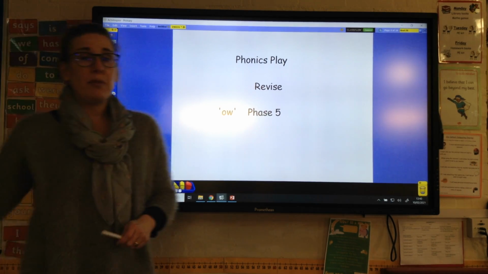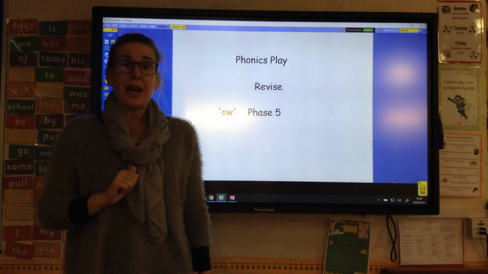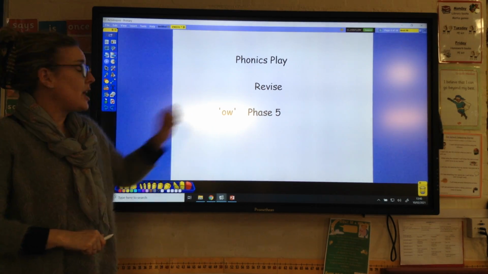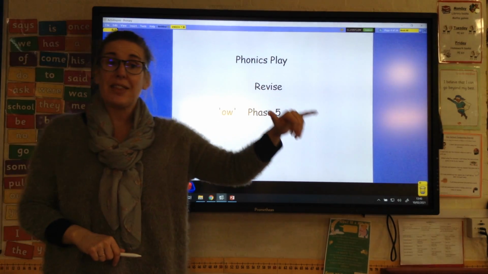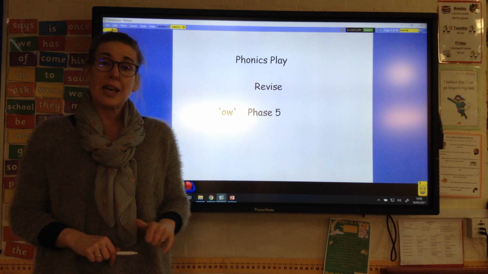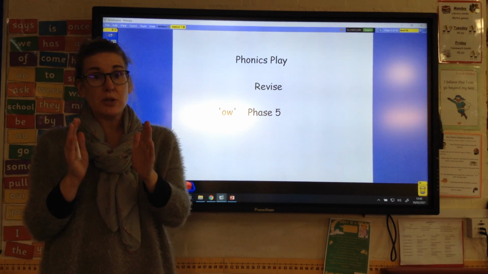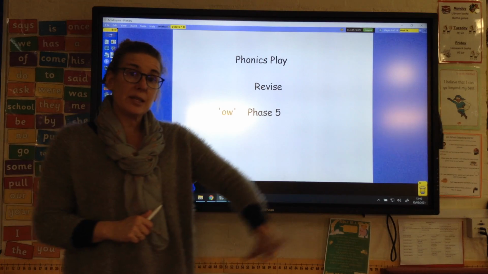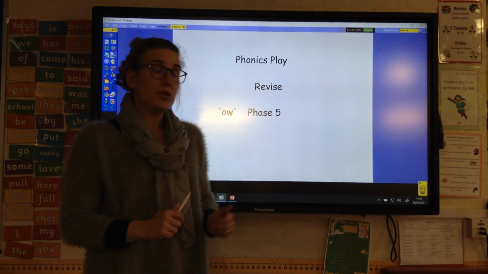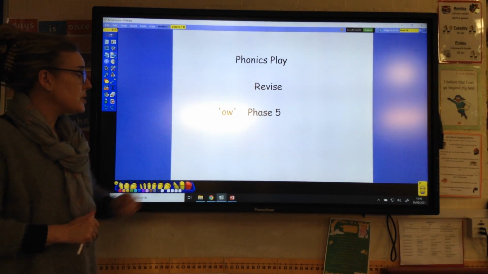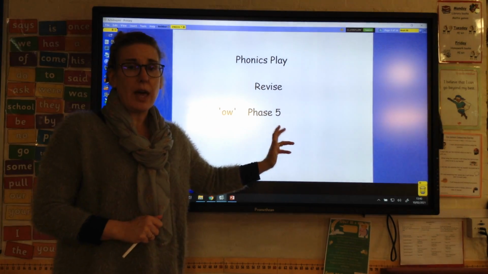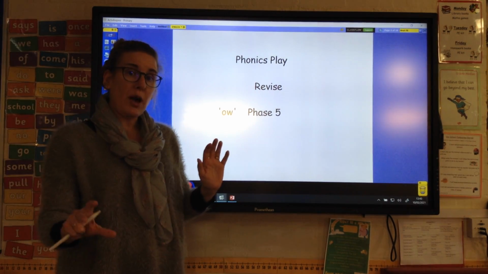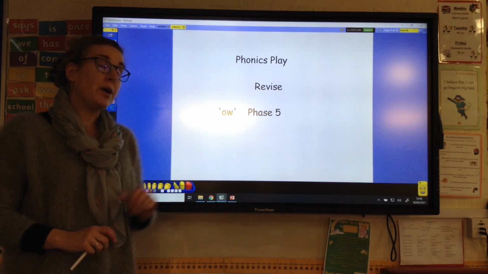So this week we have been revising the long O sound. Today we are looking at the OW, which tends to come at the end of the word. On Monday we looked at OA, which comes in the middle. Tuesday we looked at the split O and the OE joined together, and today it's the OW. I've put phase 5 there. I'm not sure if it is on there. You might have to add some of your own O words in.